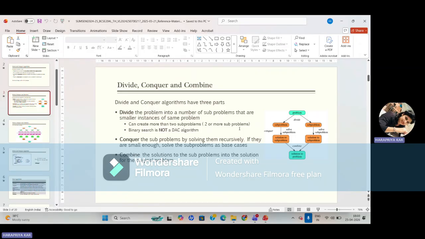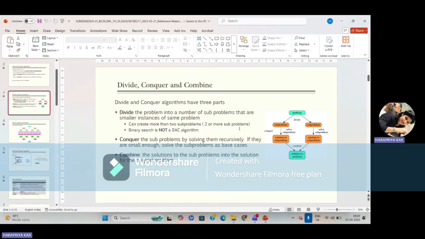Here, once you are solving the sub-problem as a base case, that solution will be applicable for the sub-problem and for the original problem. So that is the solution for the sub-problem as well as the solution for the original problem. I hope that is clear.